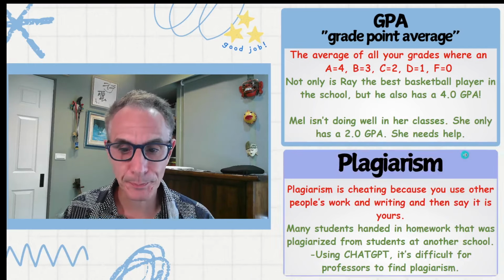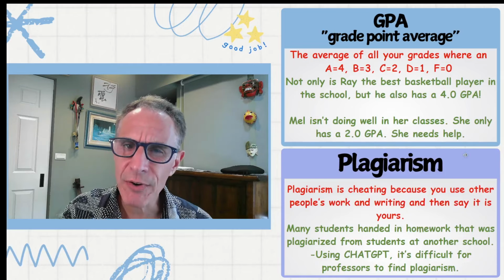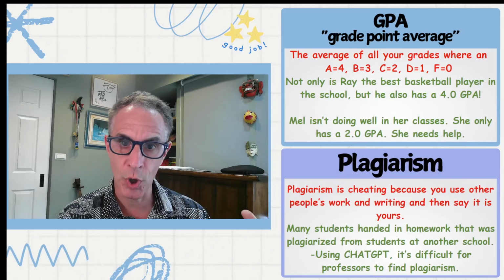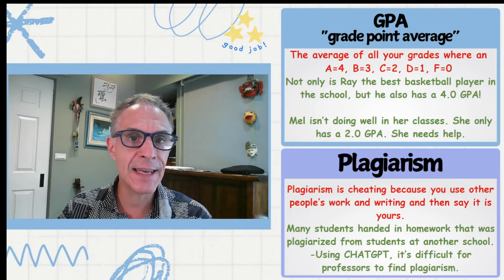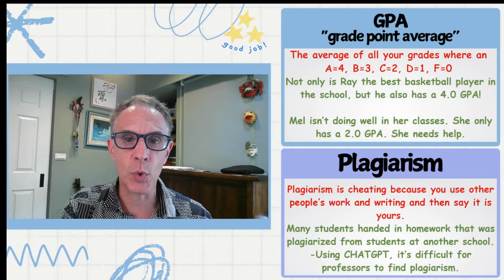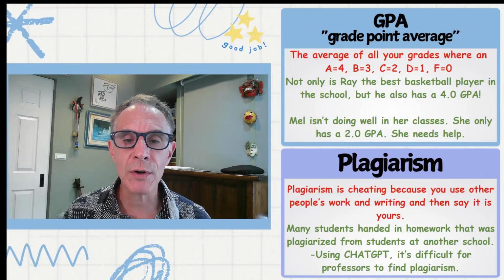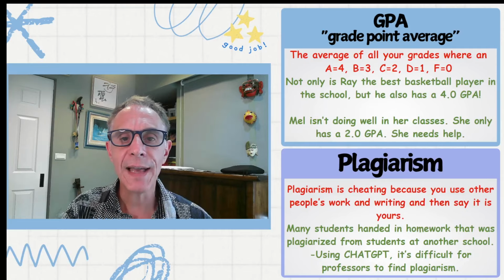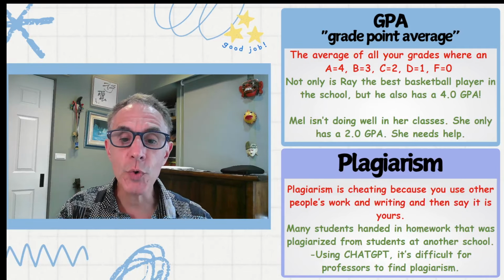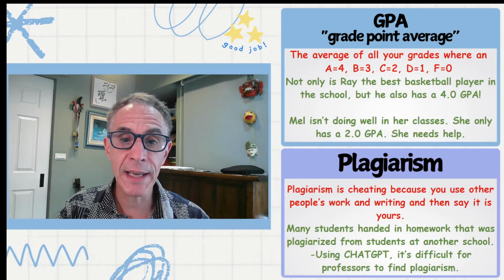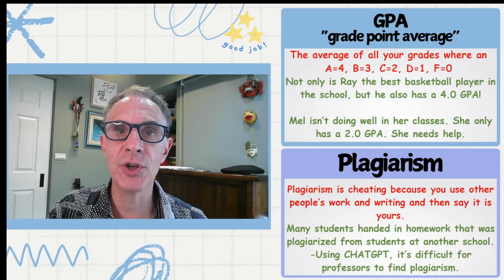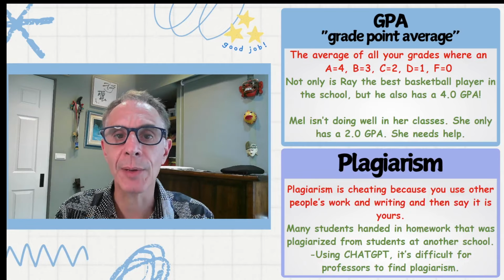Now, plagiarism is a serious offense in schools. Plagiarism is when you use another person's work and say it is your work. You don't say that the other person did this work first. So you might be doing research or writing a paper. That's called plagiarism. And plagiarism is cheating because you use another person's work and writing and then say it's your work. And professors do not like plagiarism. Universities do not like plagiarism.